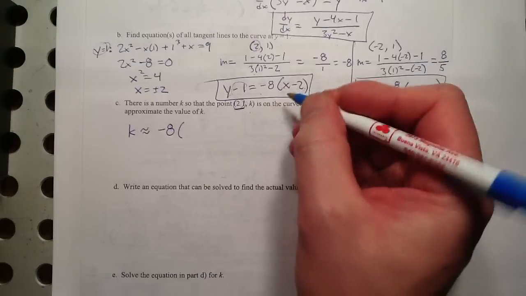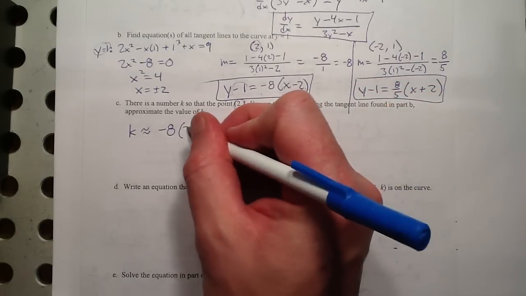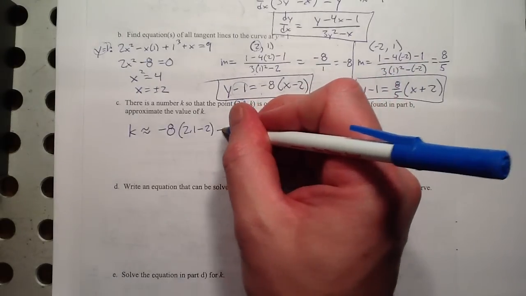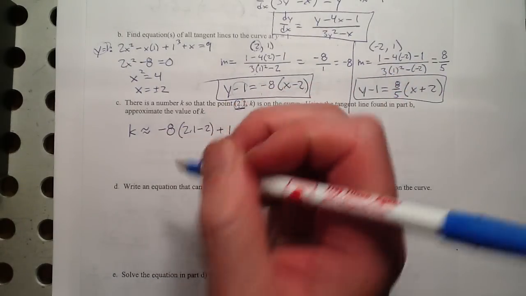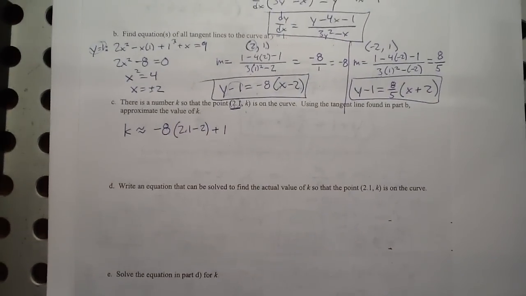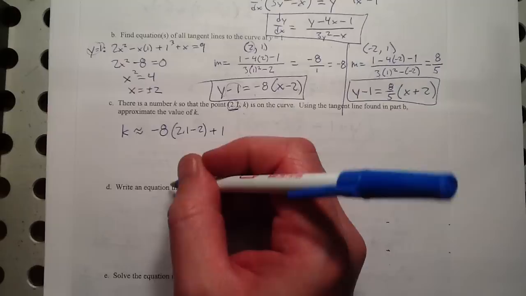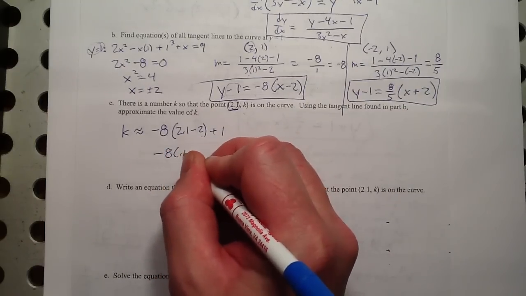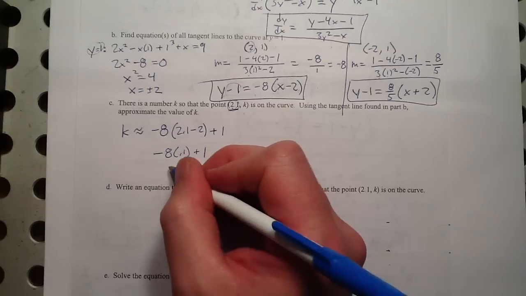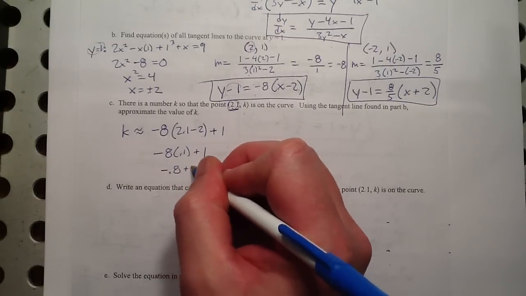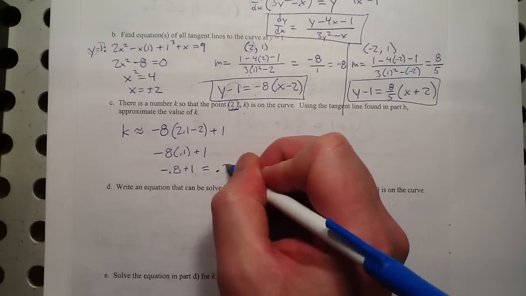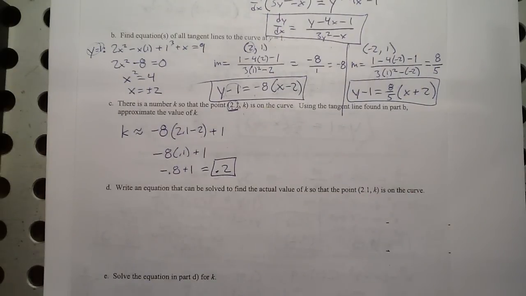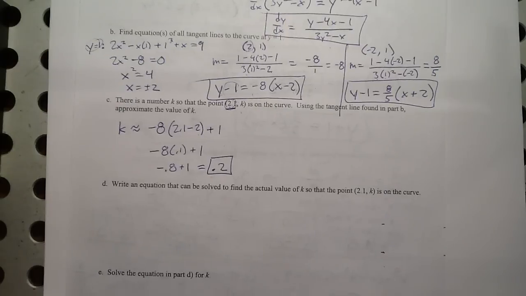That's negative 1. So now I'm plugging this in for the x. That's 2.1 minus 2 plus 1. So, oops, sorry about that. And let's see, that's 0.1, so negative 8 times 0.1 plus 1, that's negative 0.8 plus 1, which is 0.2. So k is approximately equal to 0.2. Tangent line approximation.